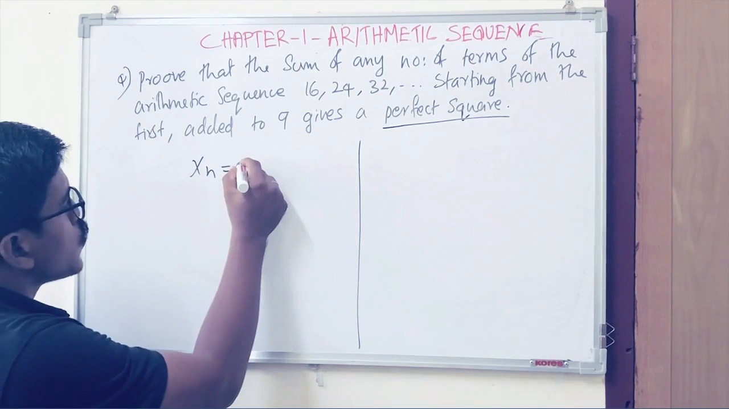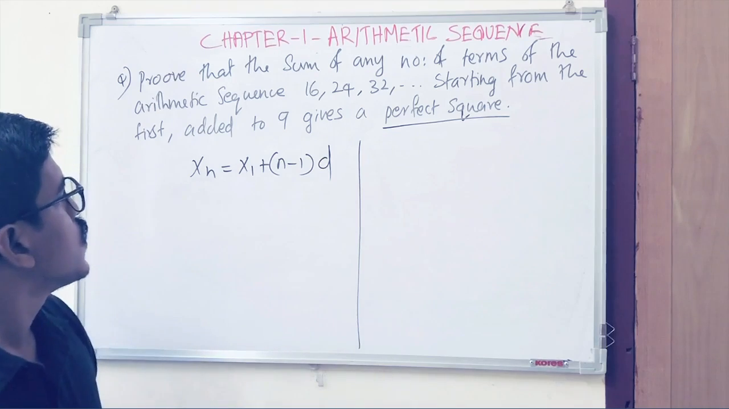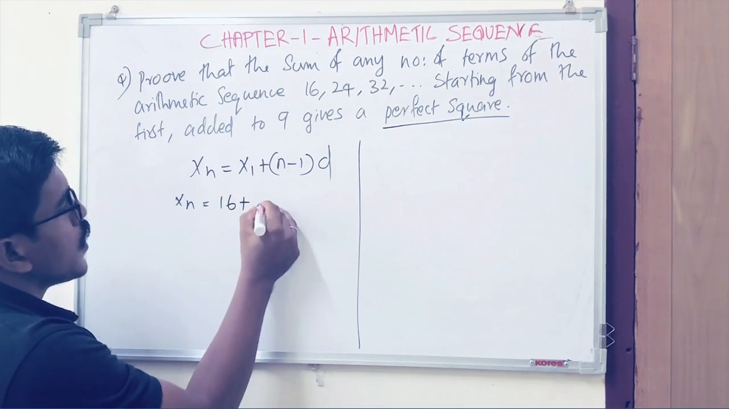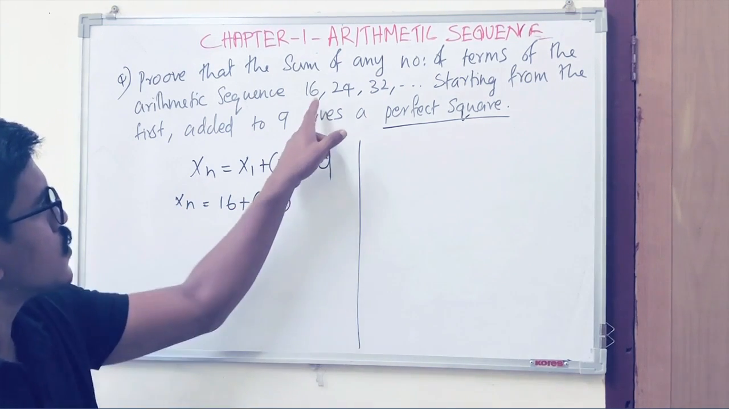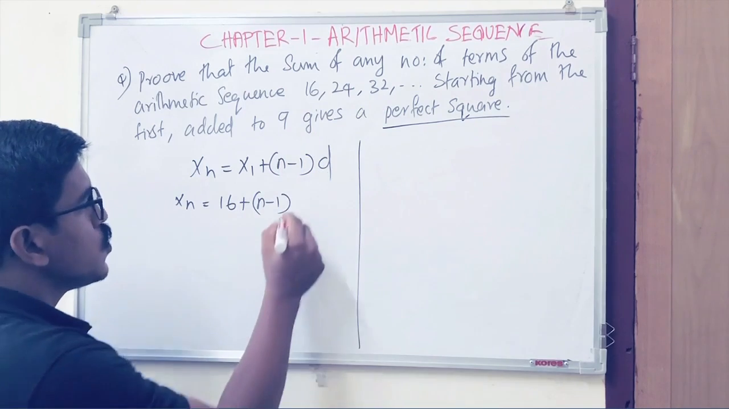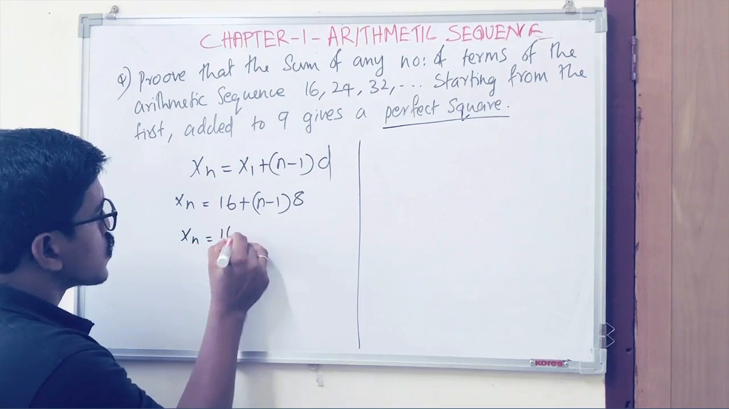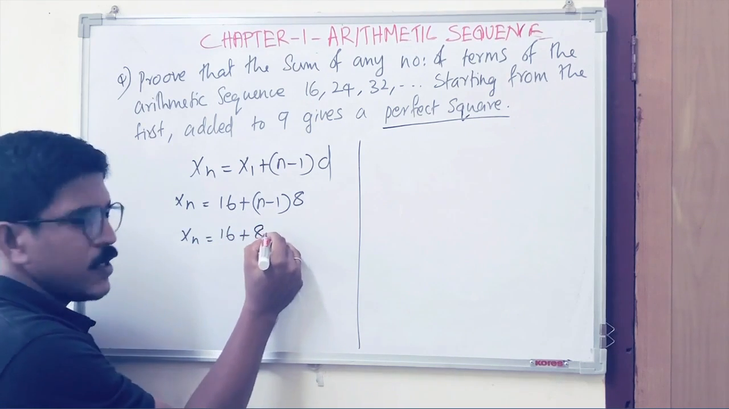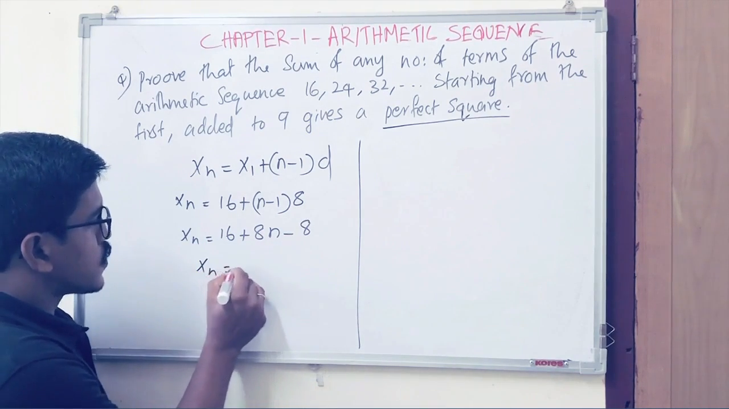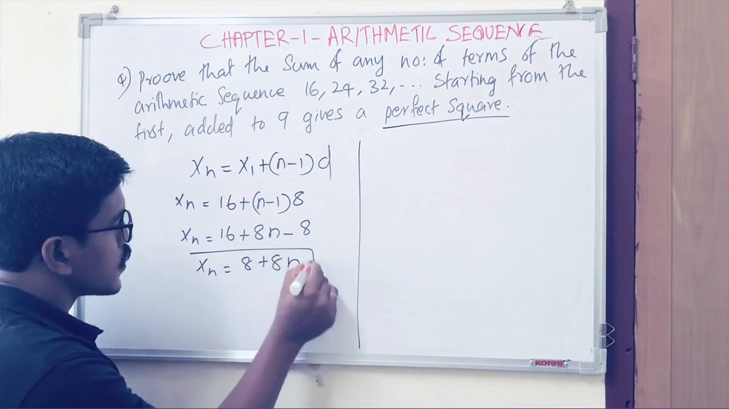So xn is equal to x1 plus (n minus 1) into d. Here xn is equal to 16 plus (n minus 1) into d. Here 16 plus 8 is 24, and 24 plus 8 is 32, so the common difference is 8. That is xn equal to 16 plus 8n minus 8. 16 minus 8 is 8, so 8 plus 8n is our nth term.